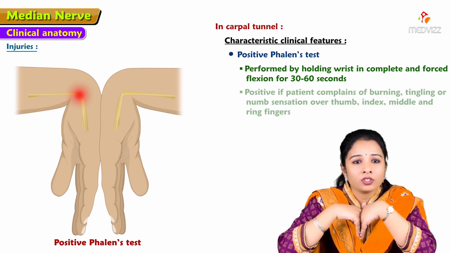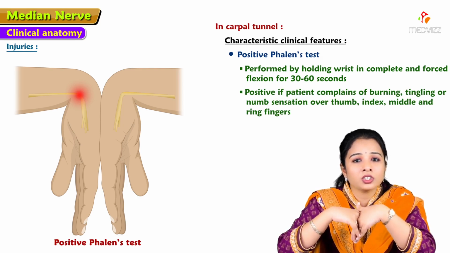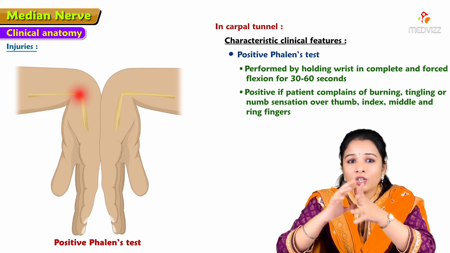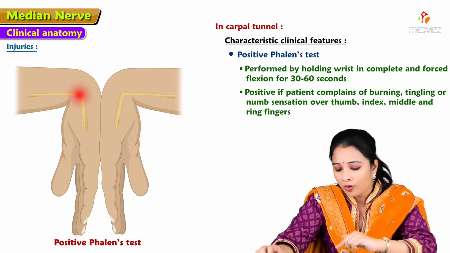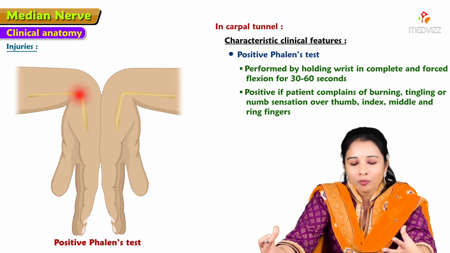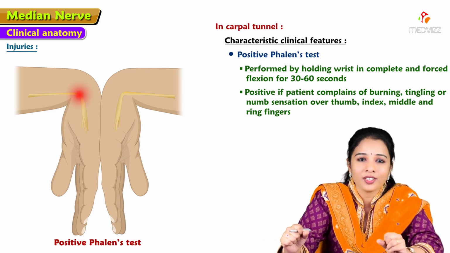The test will be positive if the patient complains of burning and tingling or numb sensations over the thumb, index, middle and ring fingers. So if he complains of this kind of sensation, then Phalen's test is positive. So these are some of the important clinical correlations which are associated with median nerve injuries.